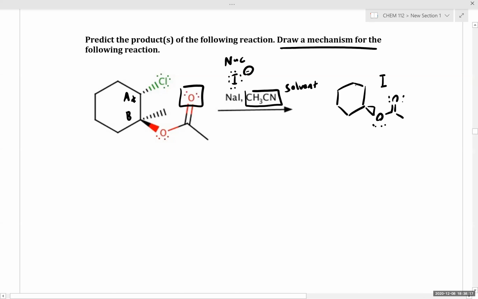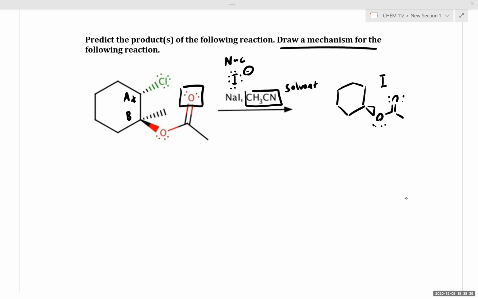Now this really gets to the heart of this problem here. Would we expect dash or wedge stereochemistry for the iodine? For this exact reaction in particular, if you ran this reaction, what would you expect for the product, keeping in mind all the external factors?